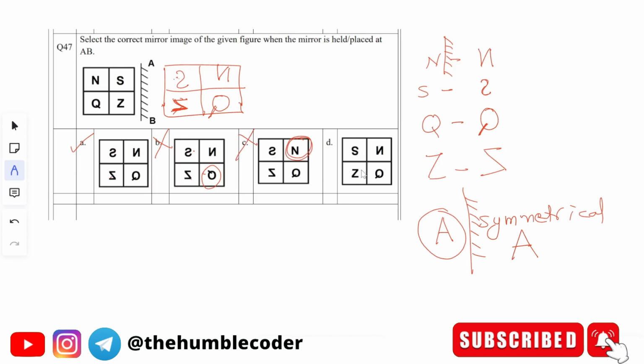And in D, if you see Z, Z is not a mirror image. So that is why D is also not the correct answer. The correct answer is going to be option number A, which is this one. Okay, hope you have understood it. Let's now move on to the next question.